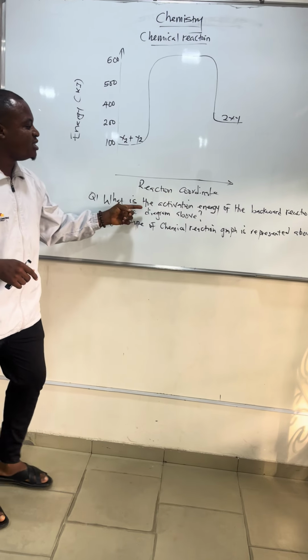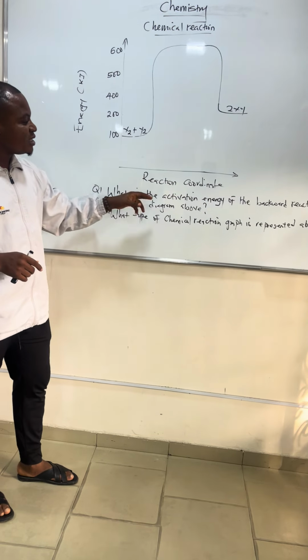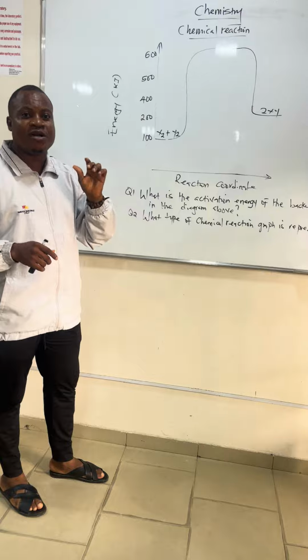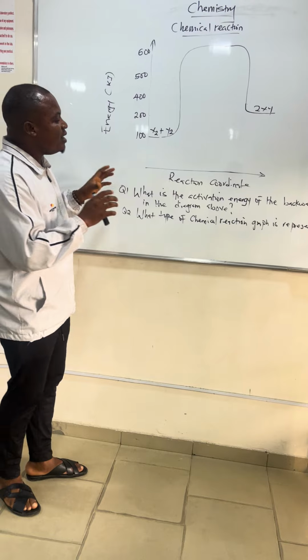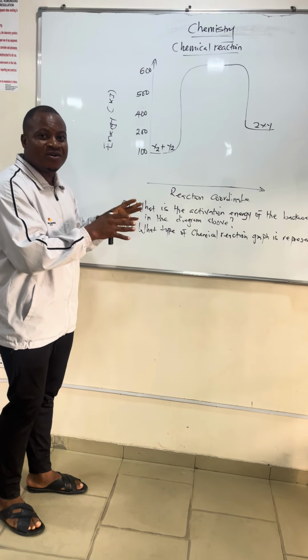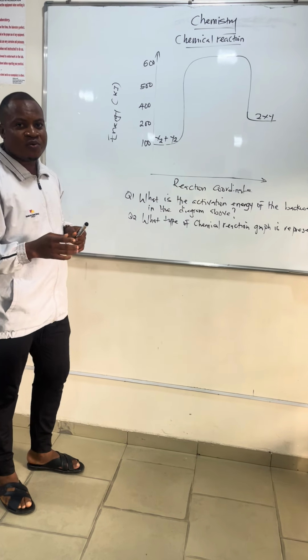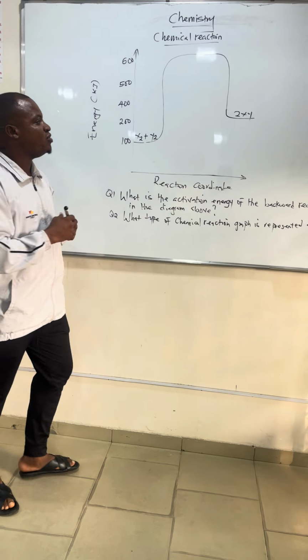What type of chemical equation has the word activation energy? Now, what is activation energy? First of all, activation energy is the minimum amount of energy that is required for a chemical reaction to take place. Now, there's a particular reaction that talks about activation energy, and that brings us to endothermic or exothermic reaction.